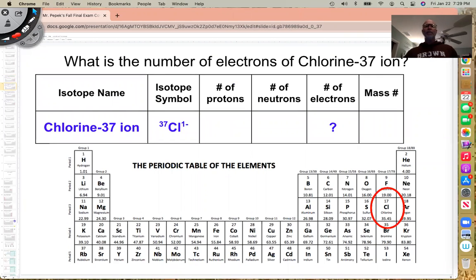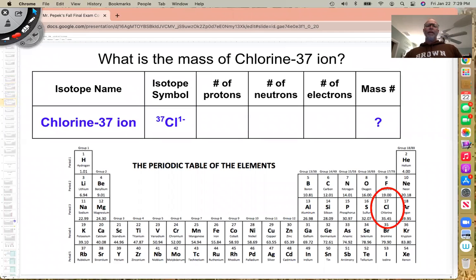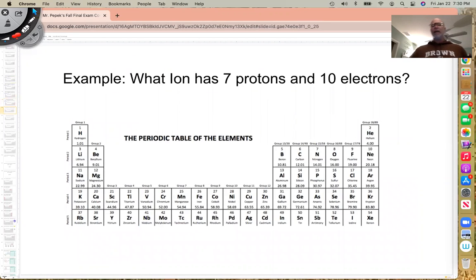Now, what is the number of electrons for the chlorine 37 ion? So the ion with a -1 charge has how many electrons? Next question, what is the number of neutrons of the chlorine 37 ion? So how many neutrons will this ion have? And finally, what is the mass of the chlorine 37 ion? So what is the mass of the chlorine 37 ion? All right, so now let's move on.